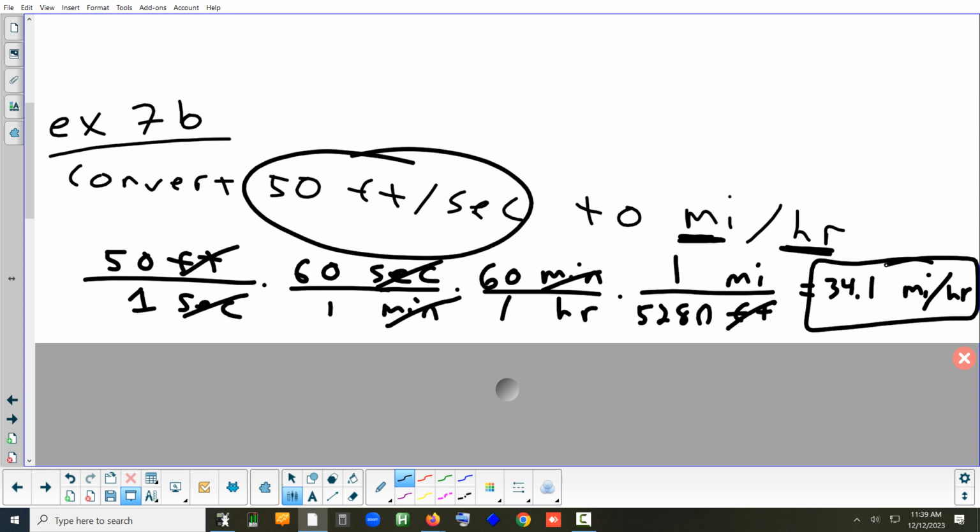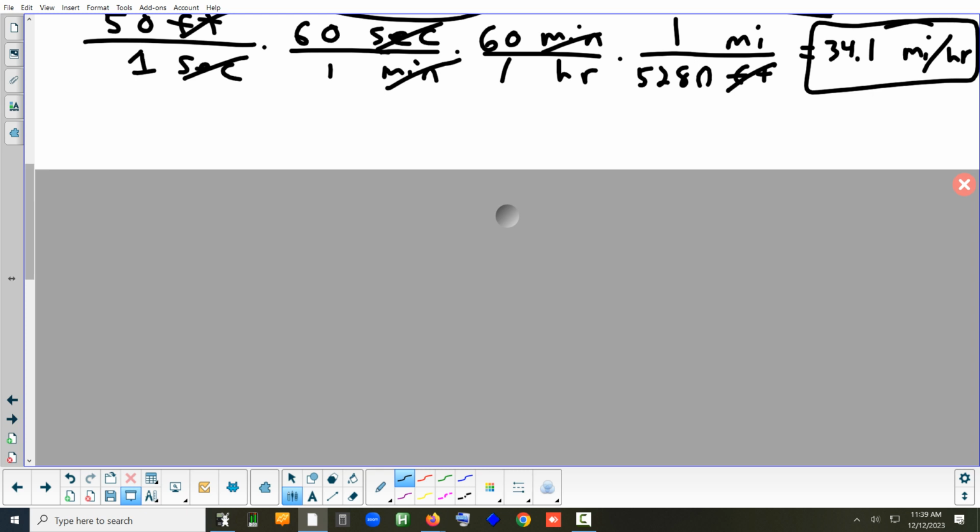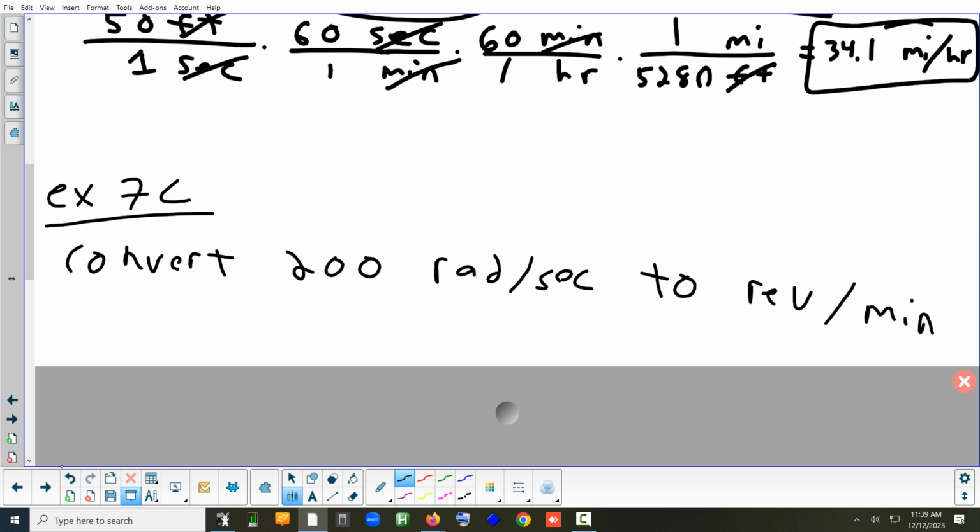Okay, so that was our first one, converting a rate. Now, what kind of rate is that? Is that a linear speed or an angular speed? Linear. Feet measures straight line. How about miles per hour? That's also linear. So we did a linear to a linear. Okay, the next one we're going to do is angular to angular. So we're going to convert 200 radians per second to revolutions per minute.